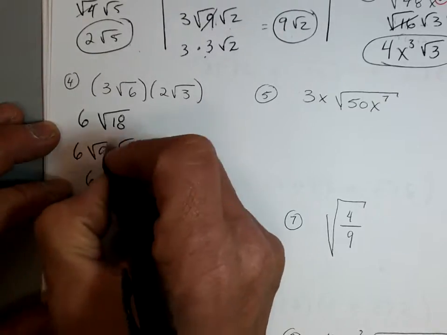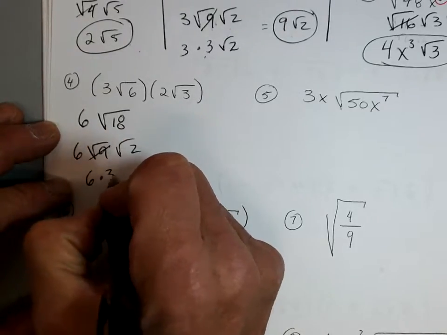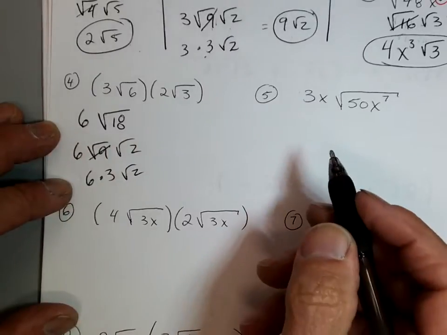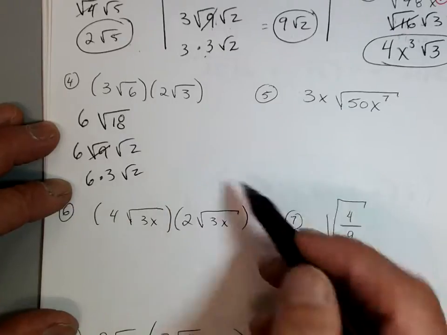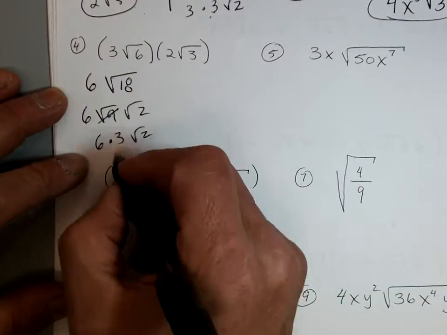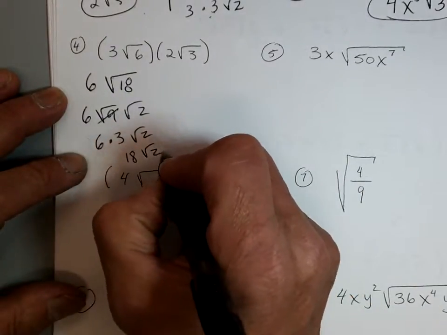That makes a 6, and the square root of 9 is 3. Okay, and the square root of 2 we don't know. It's just some really ugly decimal number, so we keep it as square root of 2. 6 times 3 is 18, square root of 2. Here it is.